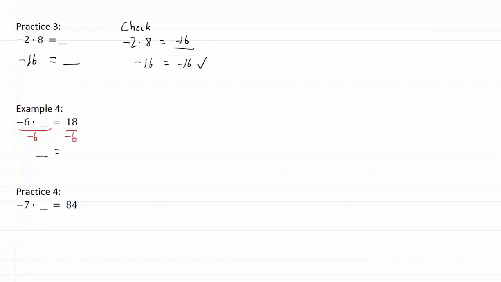And on the right-hand side, I've got to do 18 divided by negative 6. So now I have a positive number divided by a negative number. So that's going to be a negative. 6 goes into 18 3 times, so my blank space is negative 3.